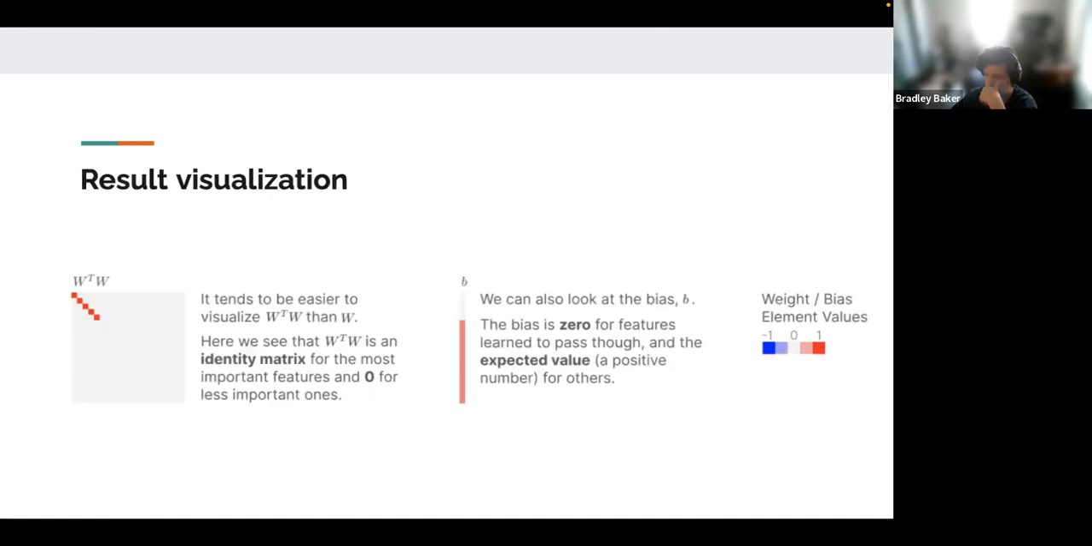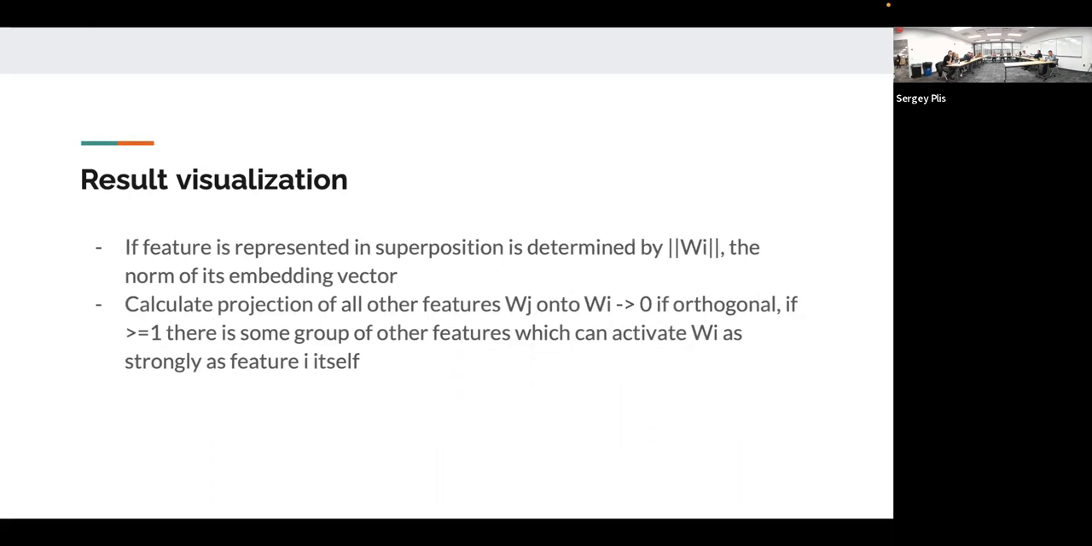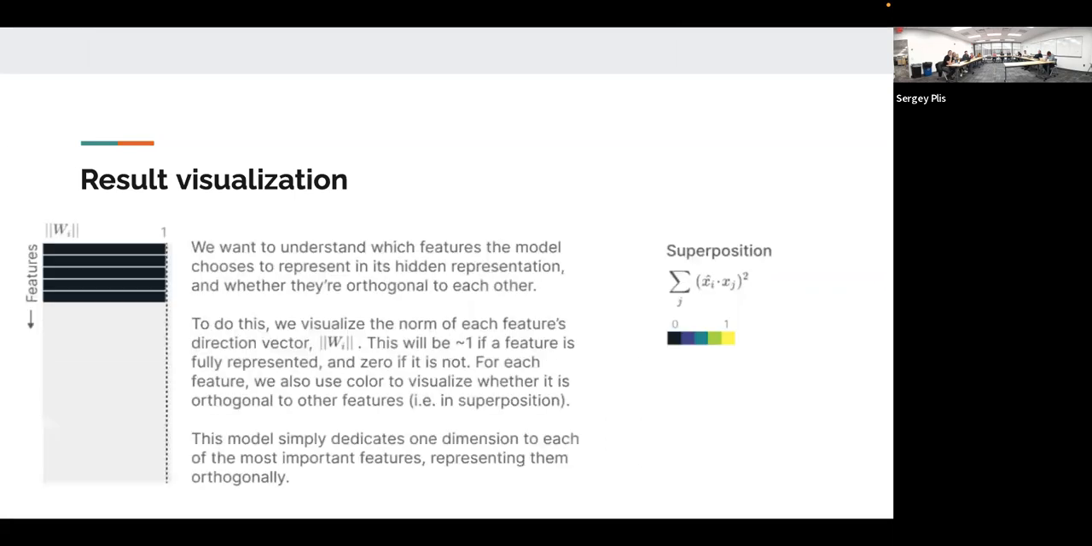Okay, cool. So we want to look at W transpose W because it gives us the covariance of how these features are mapped. This is the way they visualize it. The way they think about it is, if a feature is represented in superposition, that's determined by the norm of this column vector Wi. And we can calculate the projection of all other features, Wj, which is also a column vector, onto Wi, where if it's 0, they're orthogonal to each other. And if it's larger than 1, there's some group of features which can activate Wi as strongly as feature i itself. So that means that they're in superposition.